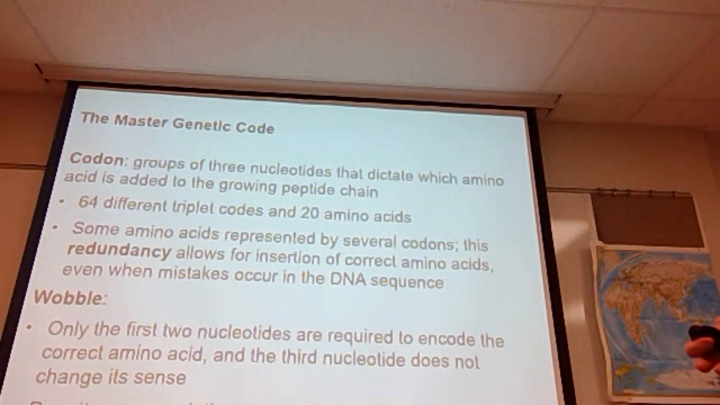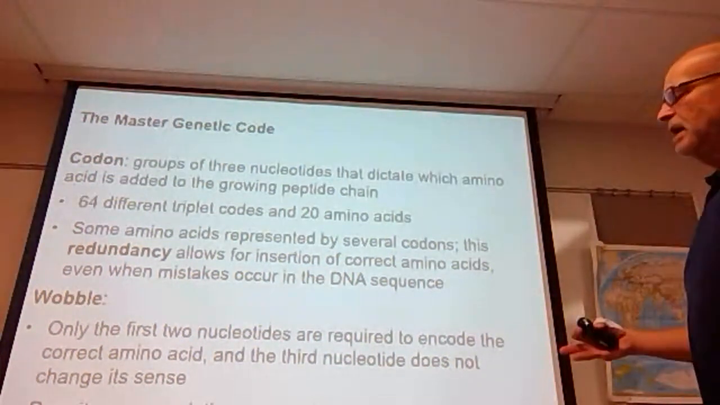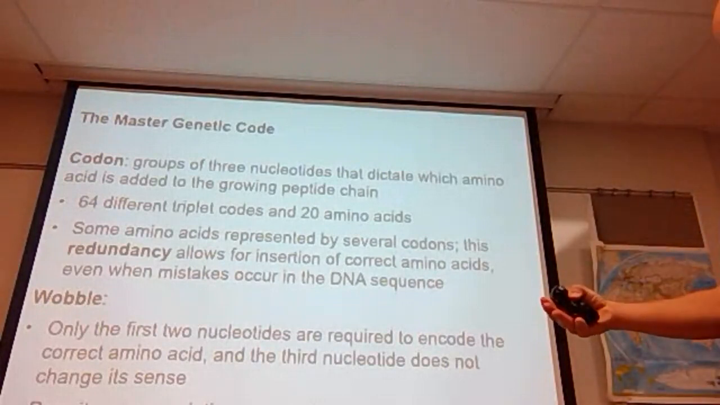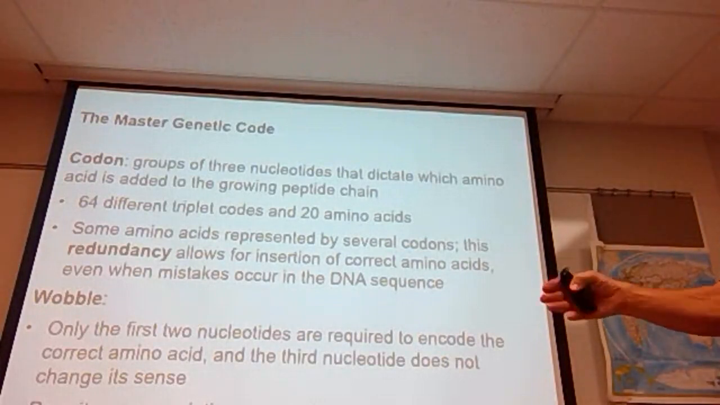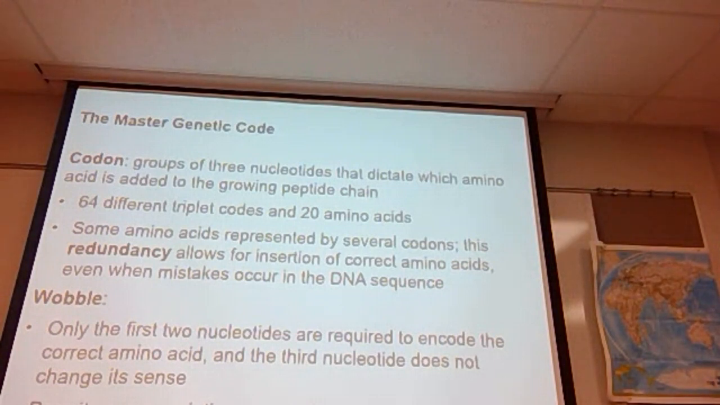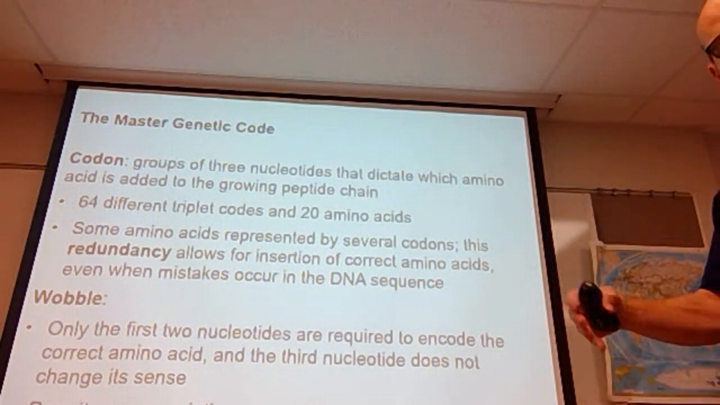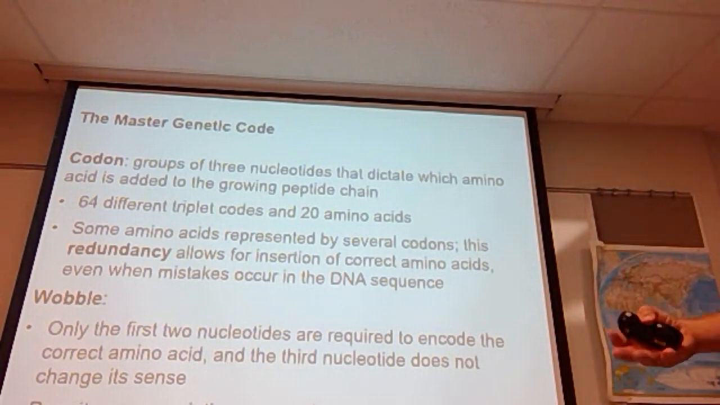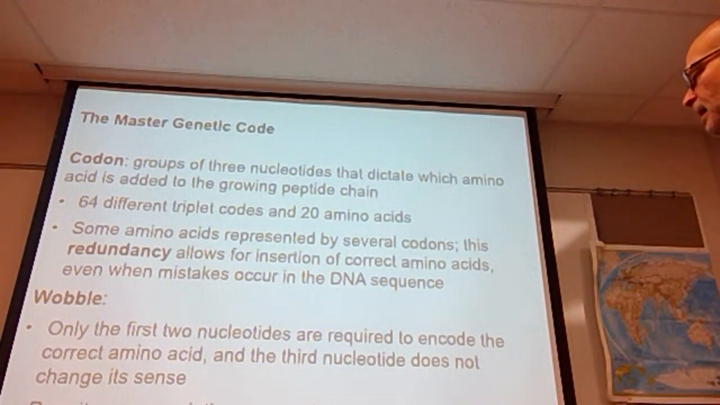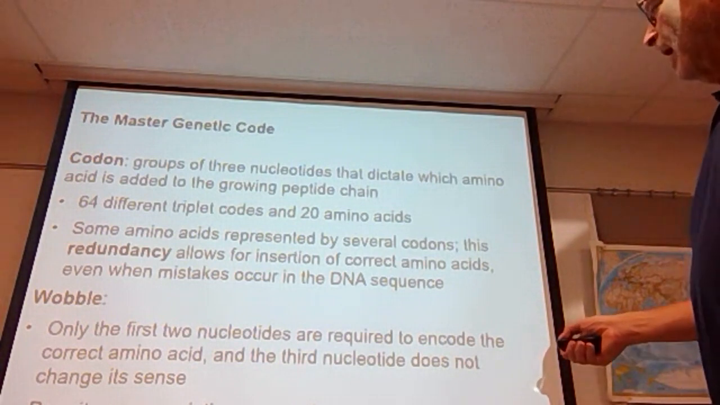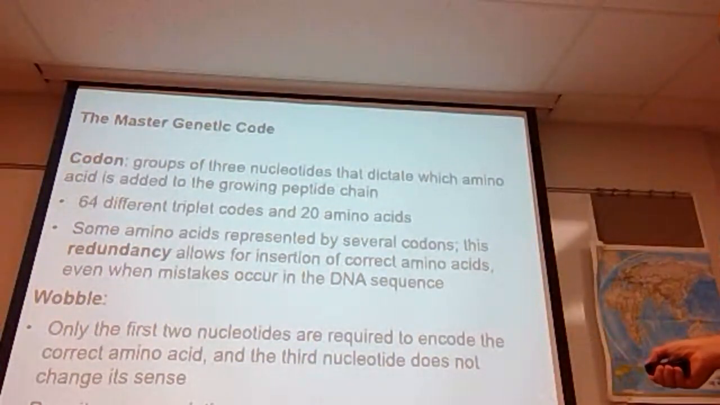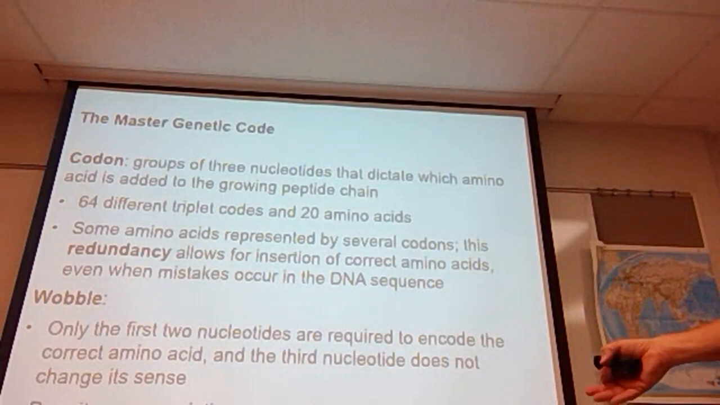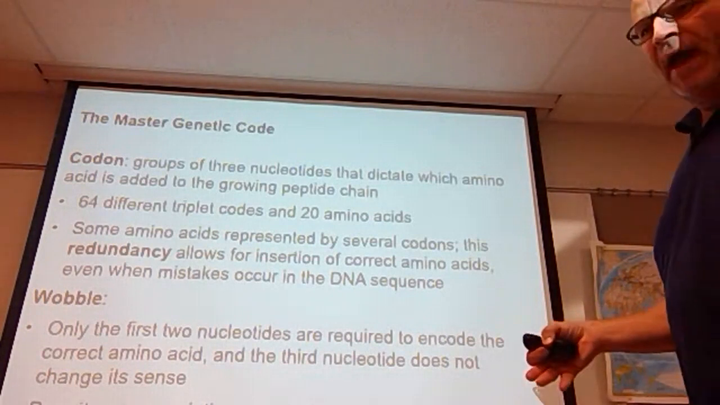So if you have a mutation, and we'll talk about mutations here in a little while, but if you have a mutation that only involves that 3rd letter in the codon, the 3rd nucleotide in the codon, the correct codon is still going to get attached, and so that's not going to change our genetic information. So that 3rd nucleotide, while it must be there for the process to work, is not involved in the actual attachment of that amino acid.